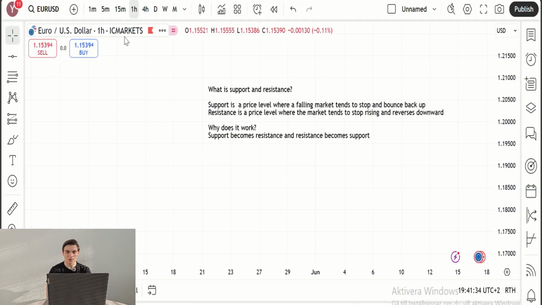So what is support and resistance? Support is a price level where a falling market tends to stop and bounce back up. It's like a floor that holds the price from going lower. All right? On the other hand, resistance is a price level where the market tends to stop rising and reverses to the downside. So it's like a ceiling that blocks price from moving higher. Okay, and that's all support and resistance is.